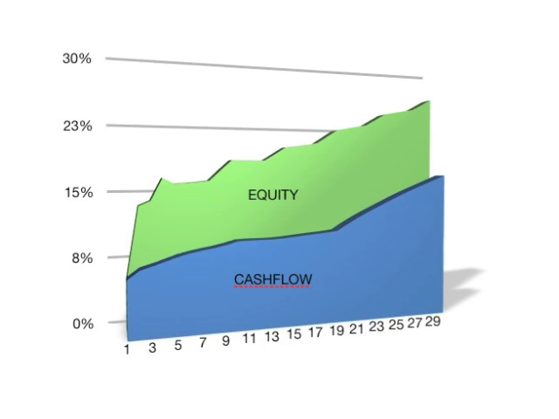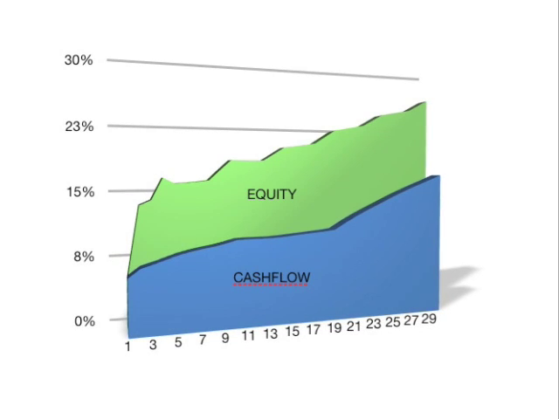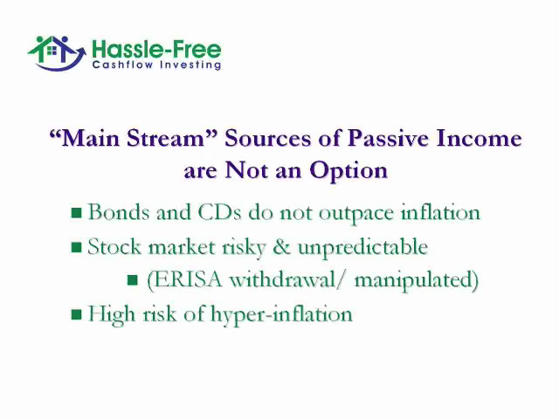Cash flow is liquid money that comes out to you on a monthly or quarterly or annual basis that you can spend. Right now, mainstream sources of passive income are not an option. The vehicles the last generation used to generate passive income don't work right now. Bonds and CDs are not outpacing inflation. You can get even federal government-backed bonds that are below the rate of inflation. And the interest rates on bonds are at all-time lows.